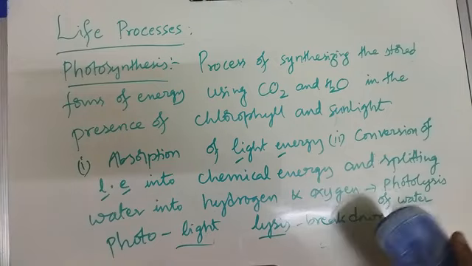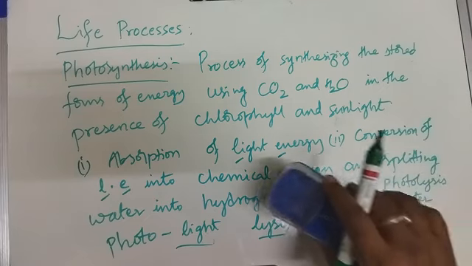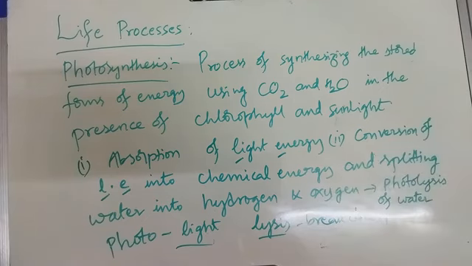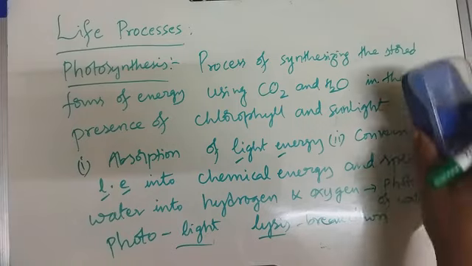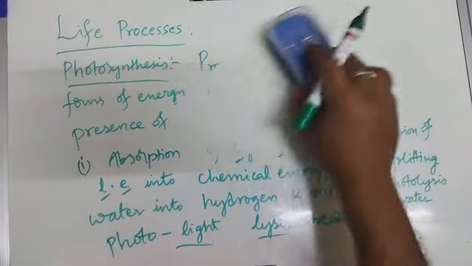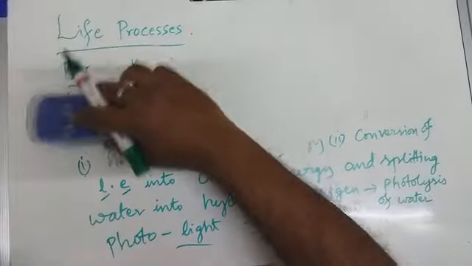Third event, using the hydrogen that is available from the photolysis of water, carbon dioxide is reduced. So reduction of carbon dioxide into what? Carbohydrates. By the addition of hydrogens to carbon dioxide, it is getting converted into carbohydrate, that is glucose. Okay, third event is reduction of carbon dioxide into carbohydrates.